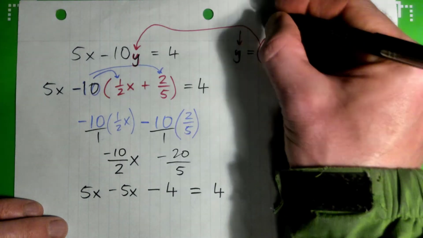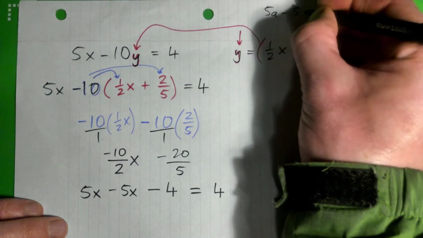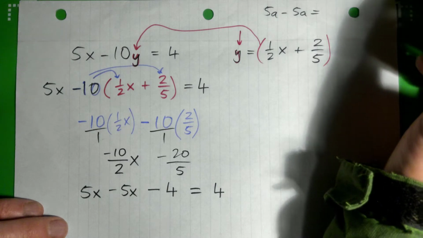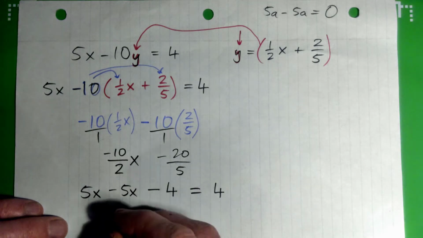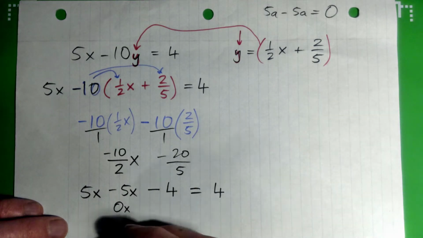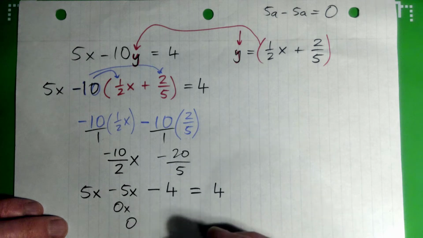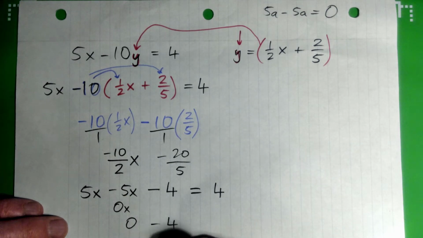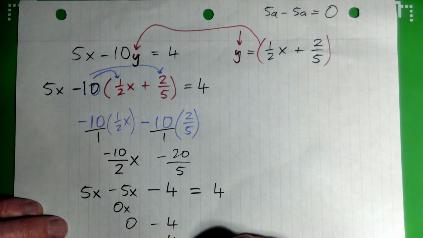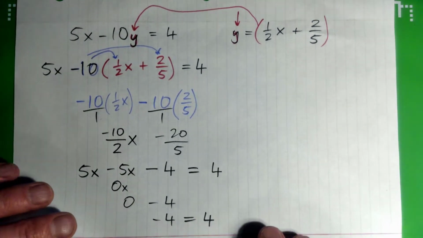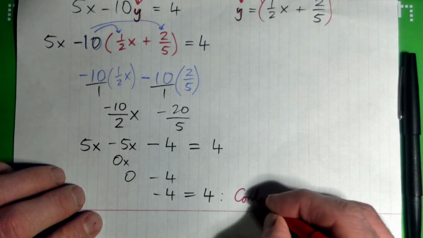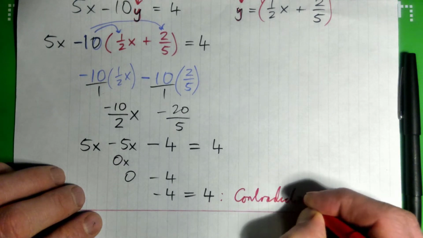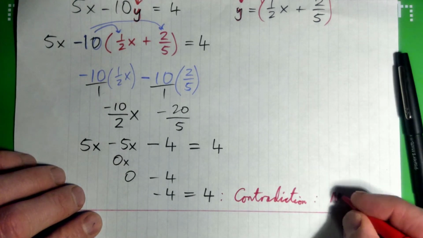It's kind of like 5 apples, take away 5 apples, leaves what? No apples. Right, 0 apples or 0, nothing, right? So 0x or just 0, same thing. So you have 0 minus 4, or just negative 4 is equal to 4, okay? We get negative 4 equals 4. Now, y'all supposed to memorize this. That's a contradiction, which means no solution.